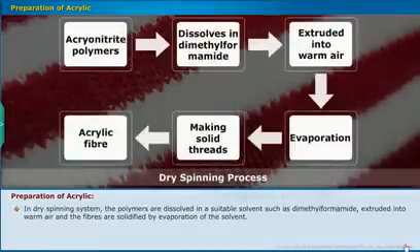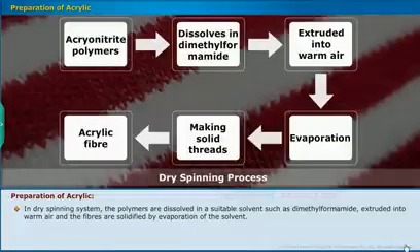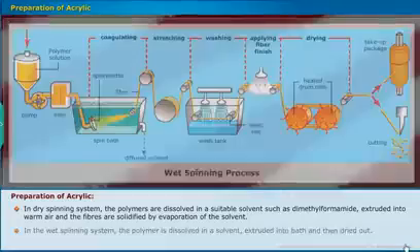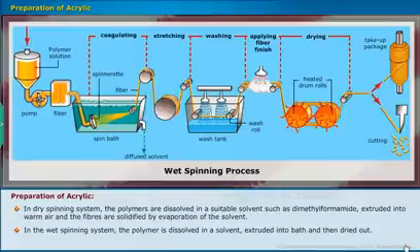In the dry spinning system, the polymers are dissolved in a suitable solvent such as dimethyl formamide, extruded into warm air, and the fibers are solidified by evaporation of the solvent. In the wet spinning system, the polymer is dissolved in a solvent, extruded into a bath and then dried out.